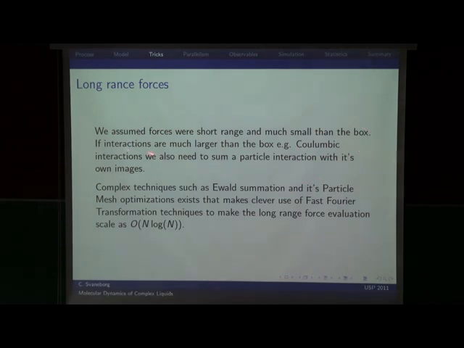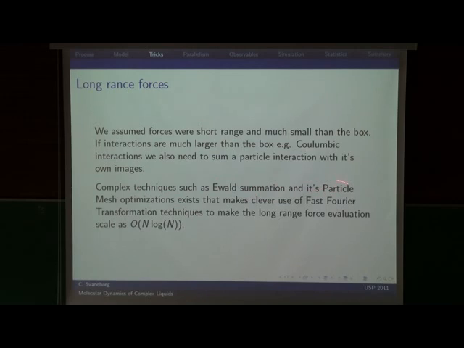What happens is that we need to calculate the interaction between a particle and not only its neighborhood, but also the periodic images of the entire simulation box, including the particle itself. So particles will be interacting with themselves and everything. There are complex techniques based on image information and an optimization called particle mesh techniques, which make use of Fourier transform techniques. When you do this, you can get it down to scale as n log n. If you do not use the fast Fourier transform and the particle mesh optimization, the Ewald summation will scale as n to the 3/2.